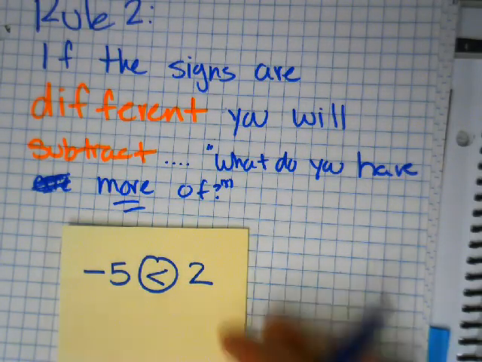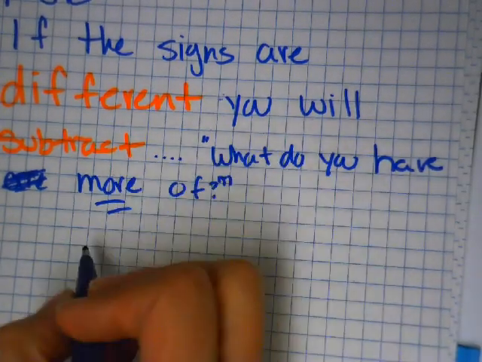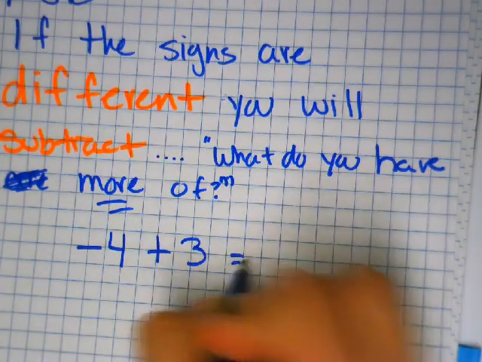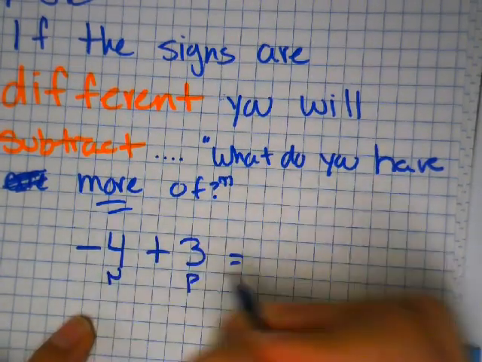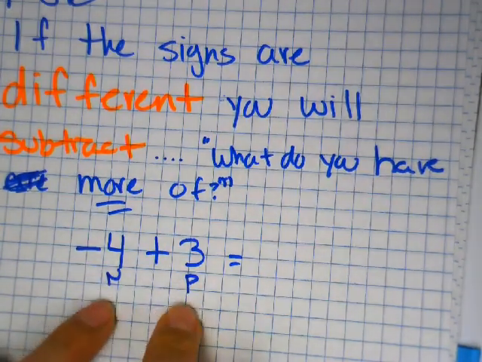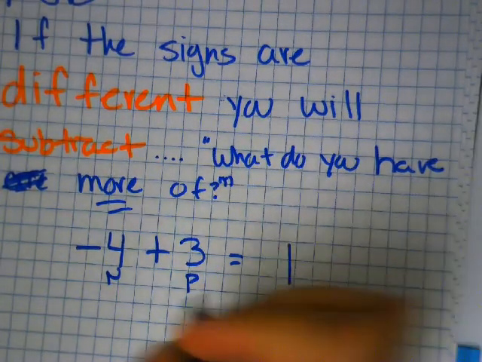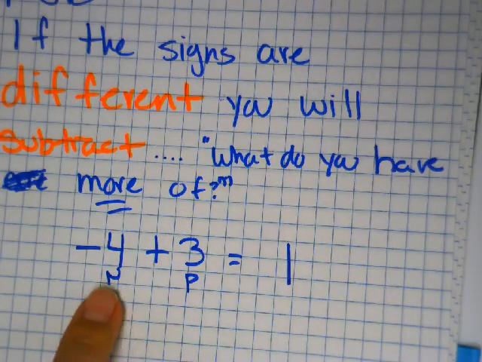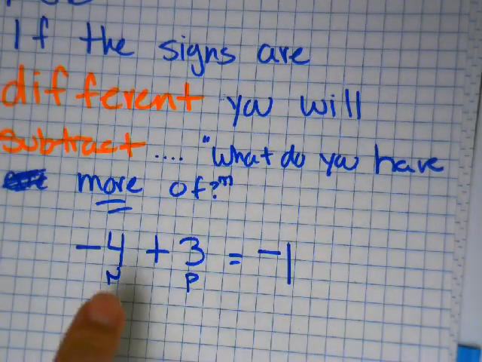Okay, let's move on from that. What if I have -4 plus 3? Are they the same or different? Different. This is a negative and this is a positive, right? So what do you do when they're different? You're going to subtract. So what's 4 minus 3? 1. Now, do you have more negatives or more positives? More negatives. So your answer is negative because you have more negatives.